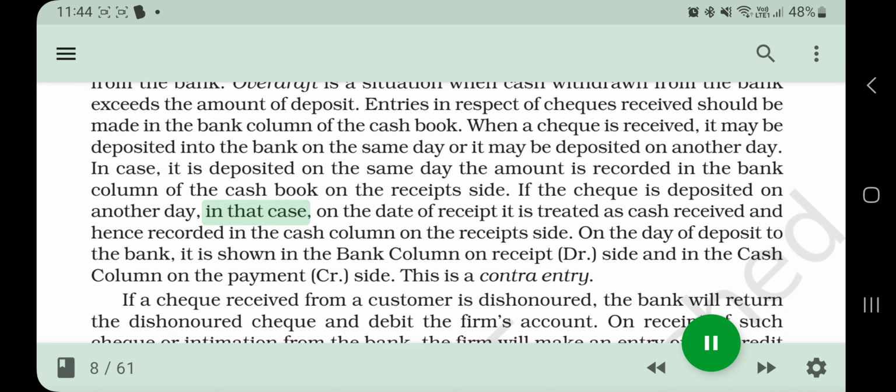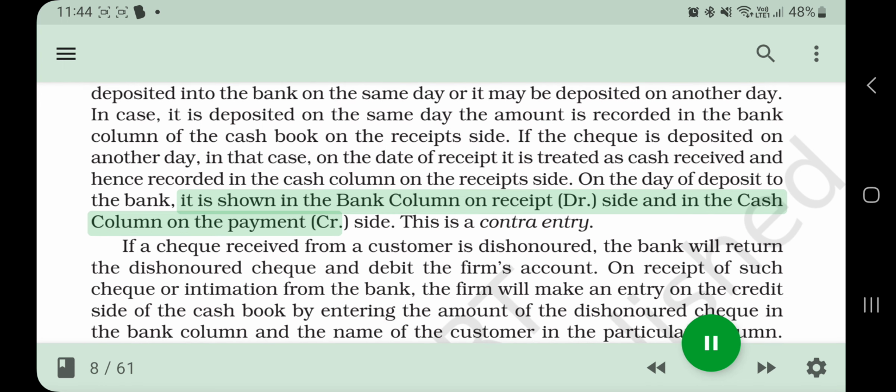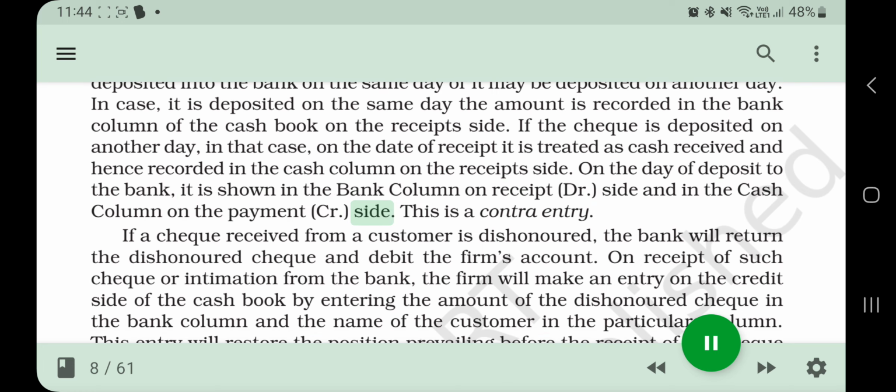If the check is deposited on another day, in that case, on the date of receipt it is treated as cash received and hence recorded in the cash column on the receipts side. On the day of deposit to the bank, it is shown in the bank column on the receipt, debit side, and in the cash column on the payment, credit side. This is a contra entry.